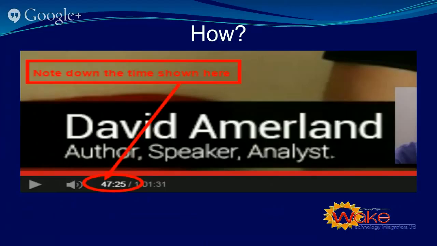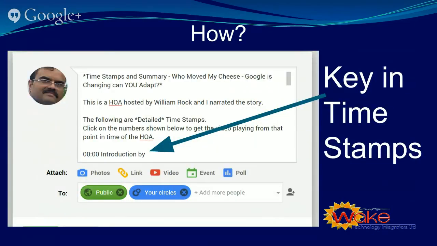I need to note down times like these in a probably separate text file if I must, but an easy way is we can key them in as we go along. So back on the share tab or window, I key in the introductory text and the timestamps, as you can see there, pointed by the arrow.